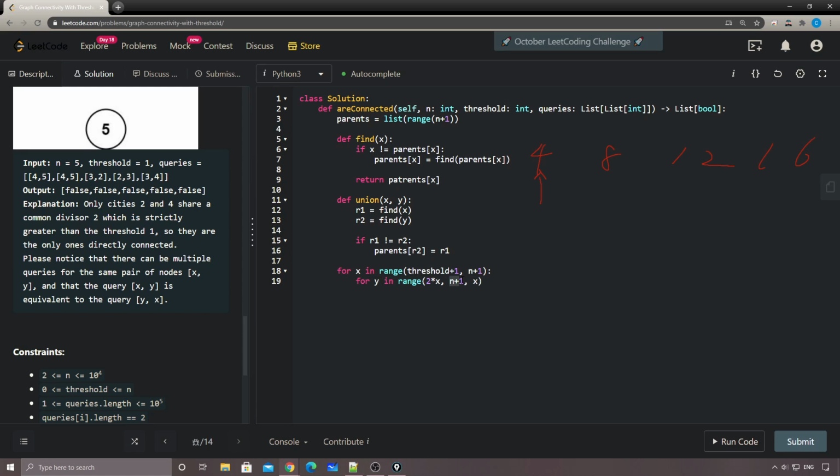And we stop at n, right? And this is the important part. So the step is the x itself. That's how we get 8, 12, and 16, right? And then we simply do a union of these two numbers, x and y, right? So that's how we do the union find.